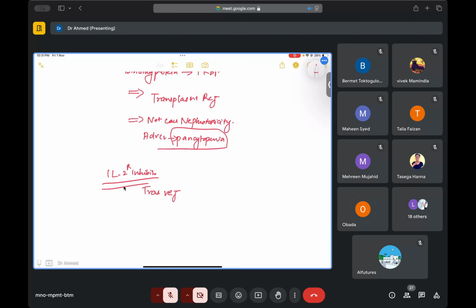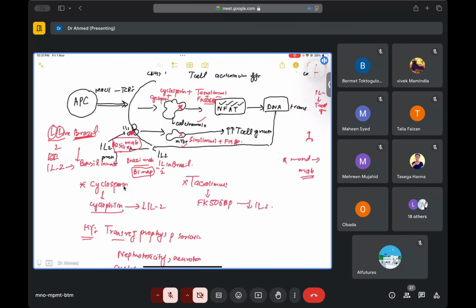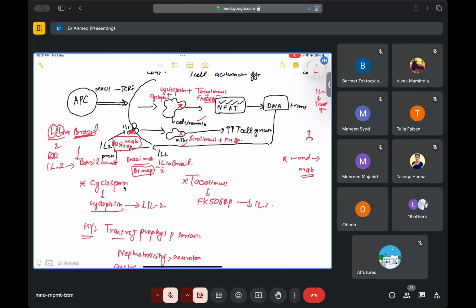Okay, but what's the adverse effect? Remember, guys, you are going to see hypertension and edema. And it's an example of type 2 hypersensitivity, right? Because your antibody is directly sitting on the receptor, so it's an example of type 2 hypersensitivity, right?